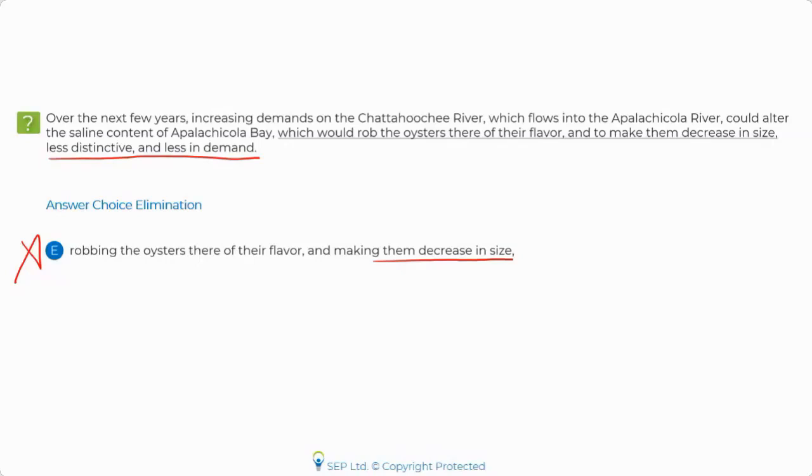So making them decrease in size, making the oysters decrease. So the oysters are decreasing the size or what? It sounds weird, right? We are basically saying that something is making the oysters go small.